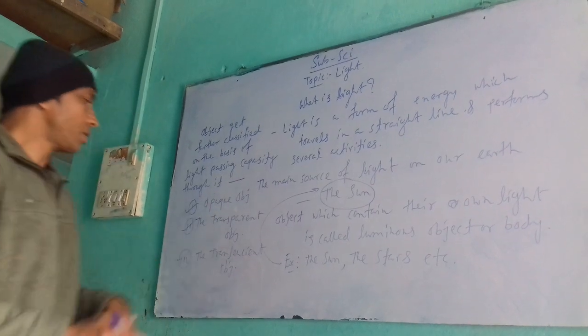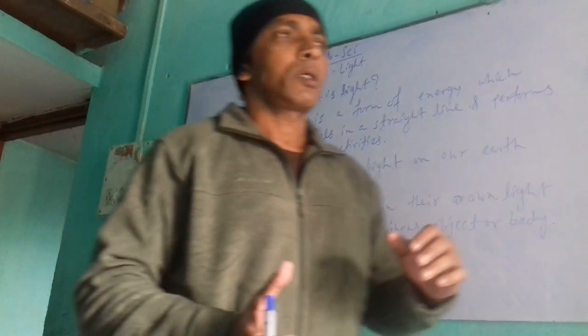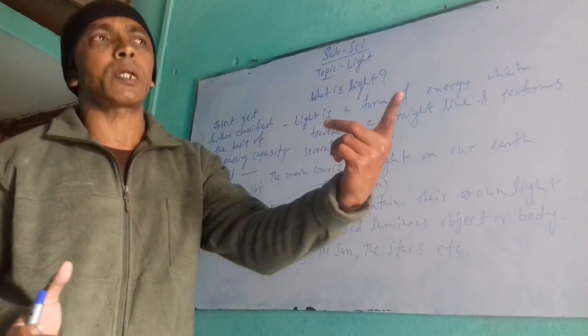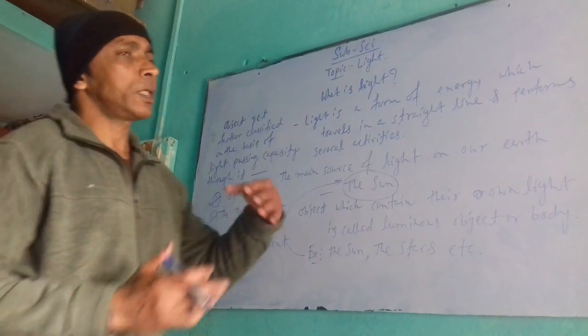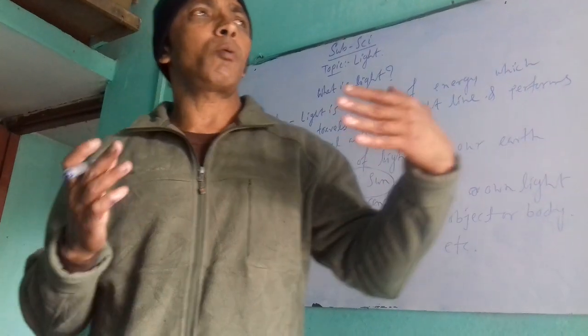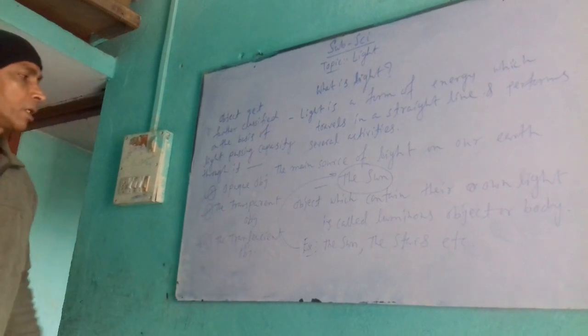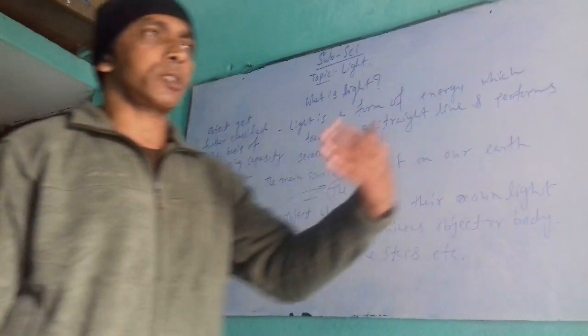Second, the transparent object. A transparent object is an object which passes the light completely through it from one side to another side, and it does not produce any shadow. Why? Because it does not block the way of light on its path. That's why the transparent object does not produce any shadow. Example, water, plain glass, etc.